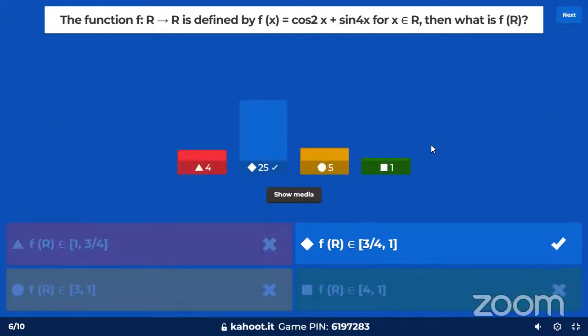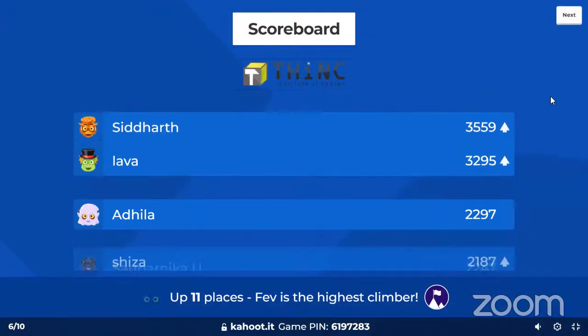So time's up. So that was the mathematics question, and we cannot think about a JEE question without mathematics, and that's why we have included the mathematics question for this particular curiosity quiz. And 25 among you have answered it correctly. So let's move on to the scoreboard. Here is the scoreboard. Is there any change?